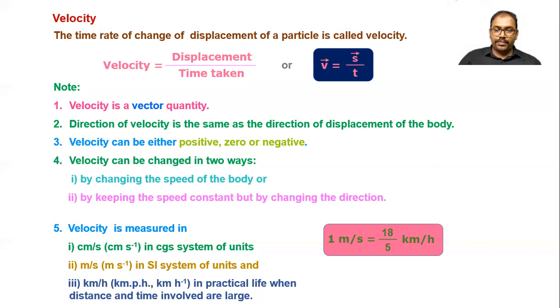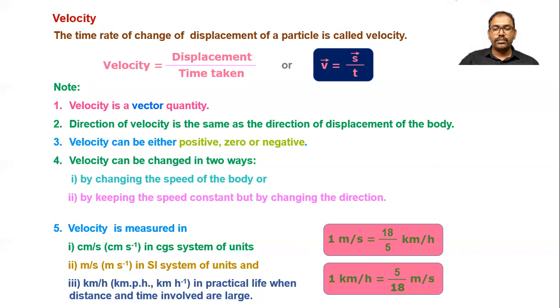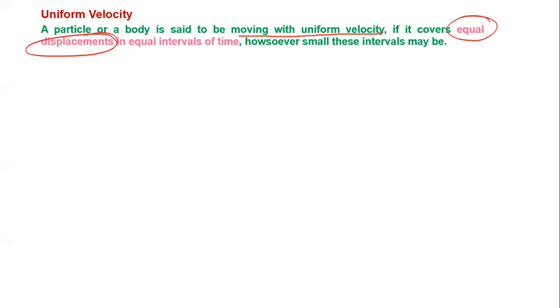Now remember here: 1 meter per second is 18 by 5 kilometer per hour. Or you can remember in reverse, 1 kilometer per hour is equal to 5 by 18 meter per second. This you require in solving problems. Now after that, uniform velocity. A particle or body is said to be moving with uniform velocity if it covers equal displacement in equal time intervals.